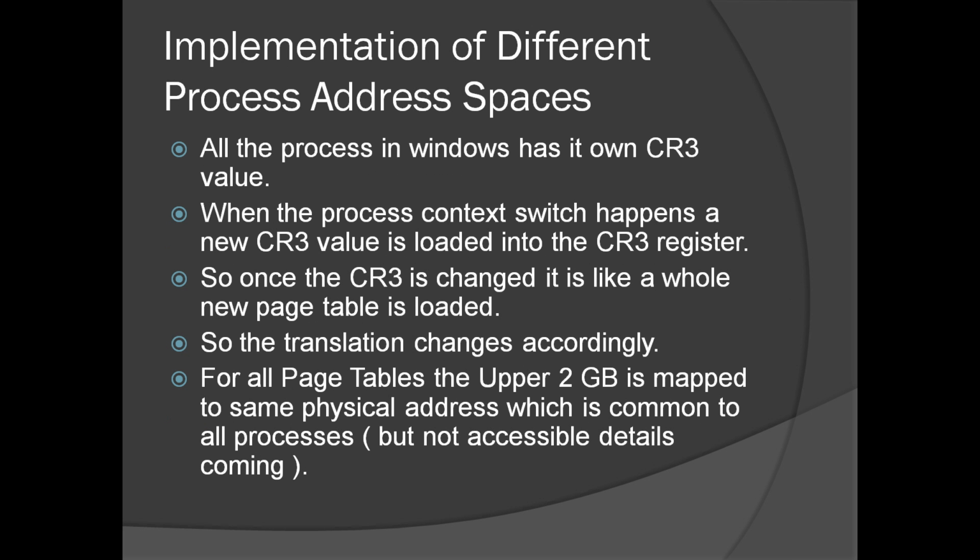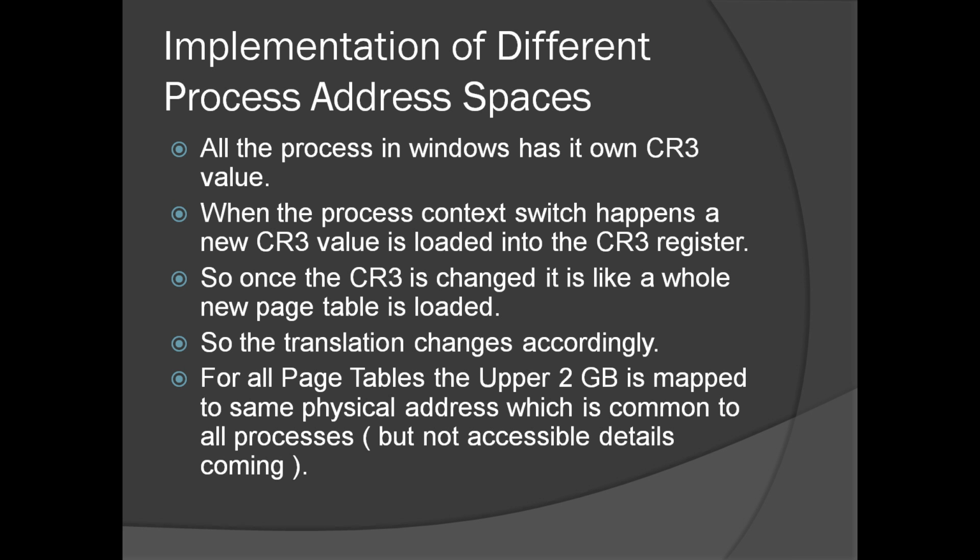We have discussed the security between kernel mode and user mode, between the operating system and the application. How about between applications? There is a good chance that you will get confused if you are reading the processor manual. What Windows has done is that every process has its own CR3. When the process switches, all Windows is doing is switching the CR3. So when the CR3 changes, the page table directory base address changes, which means that all the translation schemes change. Once the CR3 is changed, it's like a whole new page table is loaded. So the translation changes accordingly.